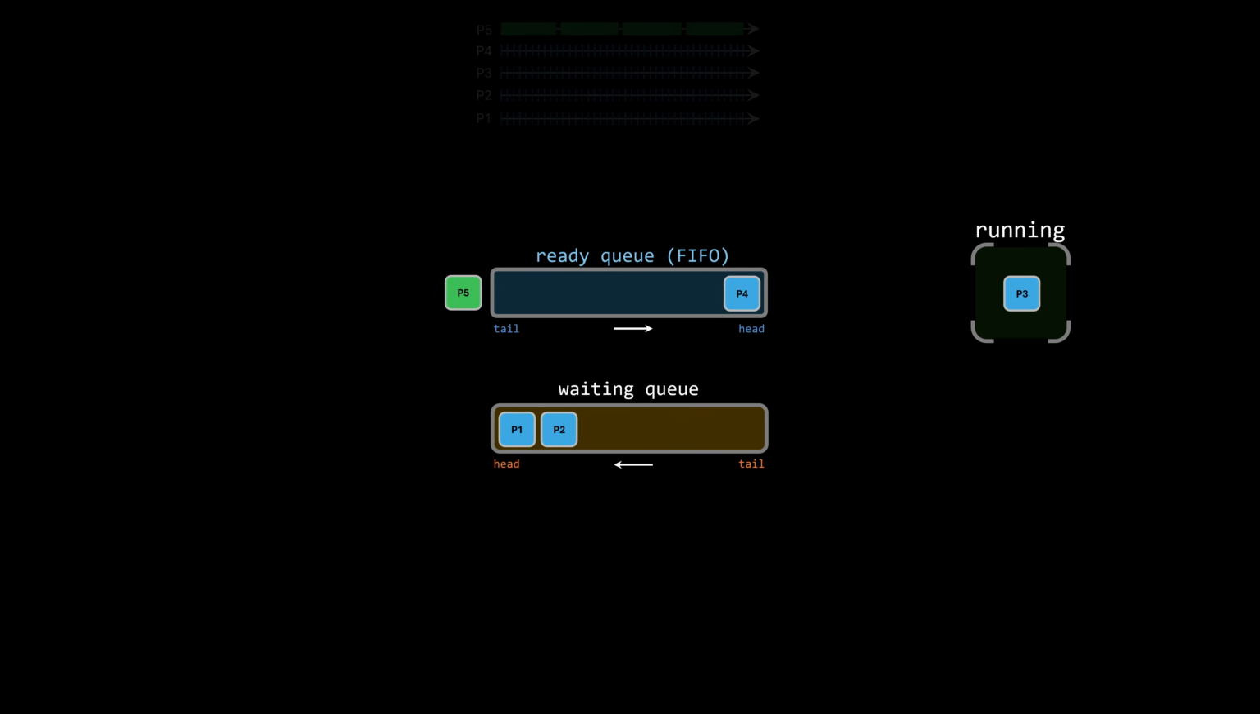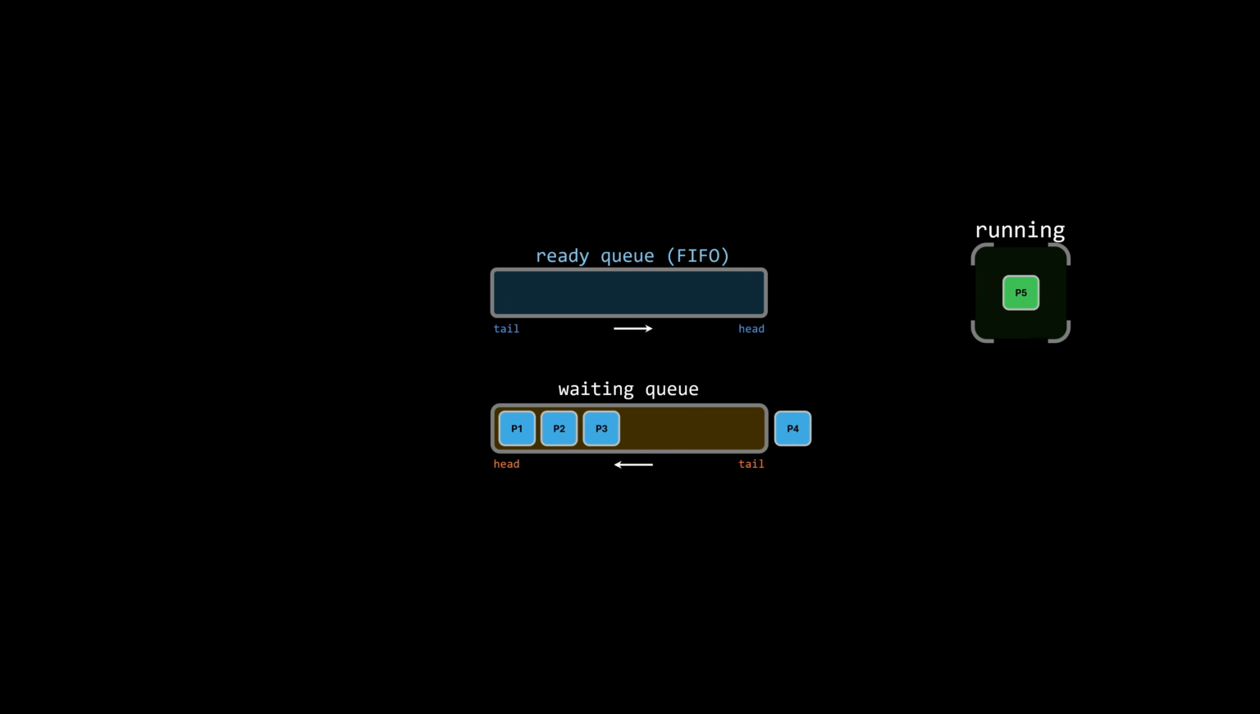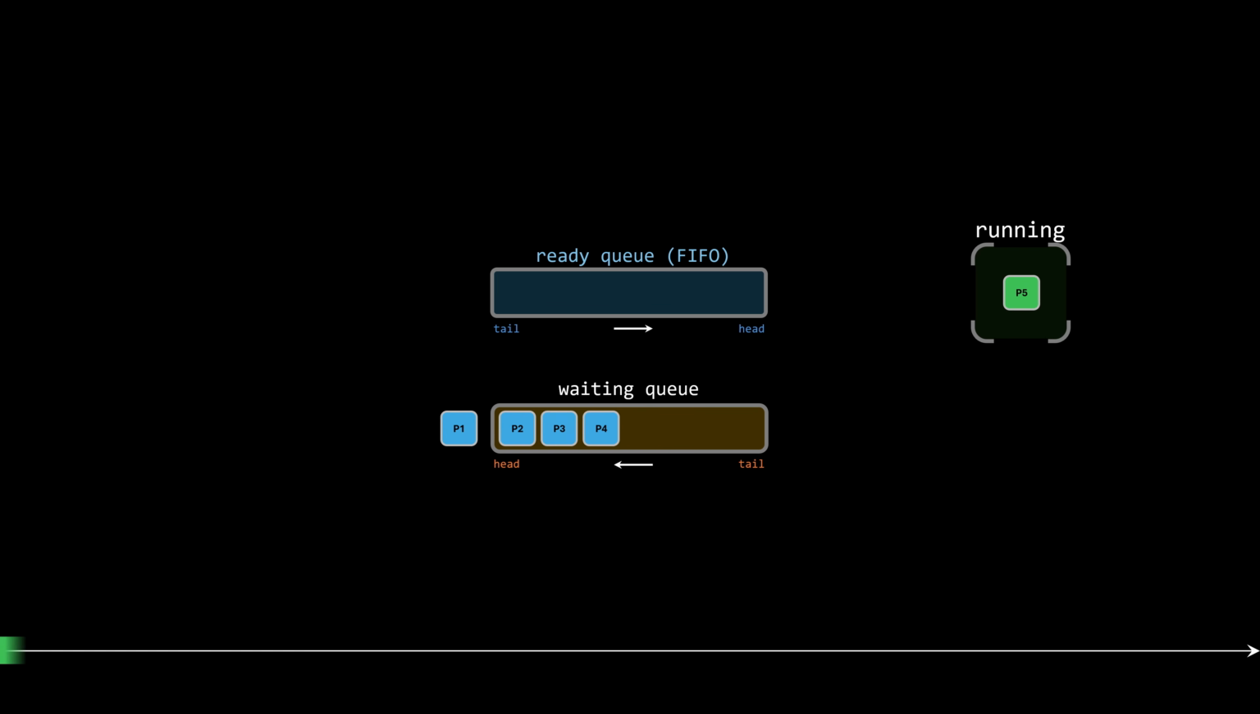Imagine we have one CPU-bound process and some I/O-bound processes. For convenience, I'm going to use the same color for the I/O-bound processes. The CPU-bound process will get and hold the CPU for a relatively long time. During this time, all the other processes will finish their I/O and will move into the ready queue, waiting for the CPU. While the processes wait in the ready queue, the I/O devices are idle.